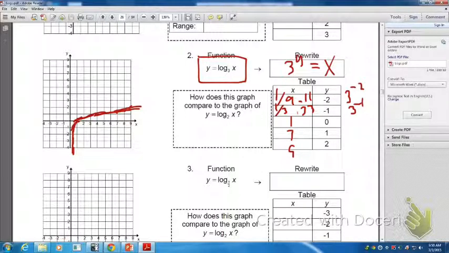So take a look at that. Take a look at the one we did the other day. How does it compare to the log base 2 of x? How is it going to compare to that log base 2 that we just graphed? How does this one look in accordance to it? What did you say, Lena?